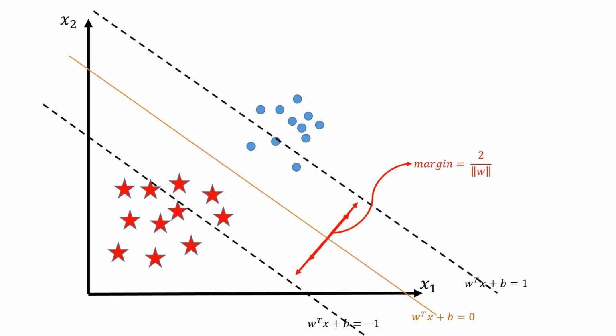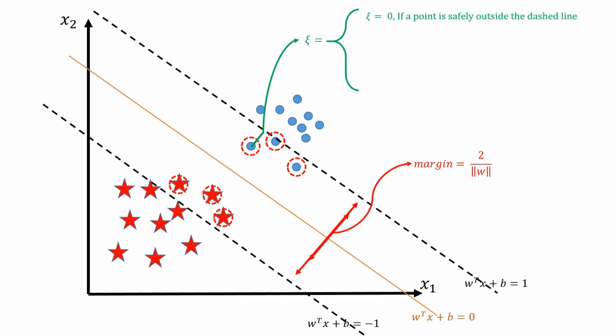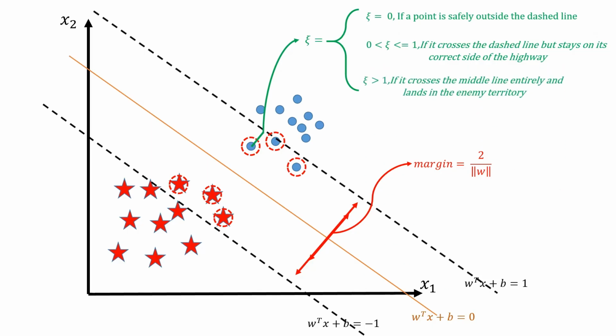But what happens when data is messy and points leak into this safety zone? That's where zeta, or the slack variable, comes in. Zeta is actually the distance from a point to its own class's dashed line. It measures the crime of trespassing. If a point is safely outside the dashed line, zeta is 0. If it crosses the dashed line but stays on its correct side of the highway, zeta will be between 0 and 1. And finally, if it crosses the middle line entirely and lands in enemy territory, zeta will be greater than 1. This is a flat-out misclassification.